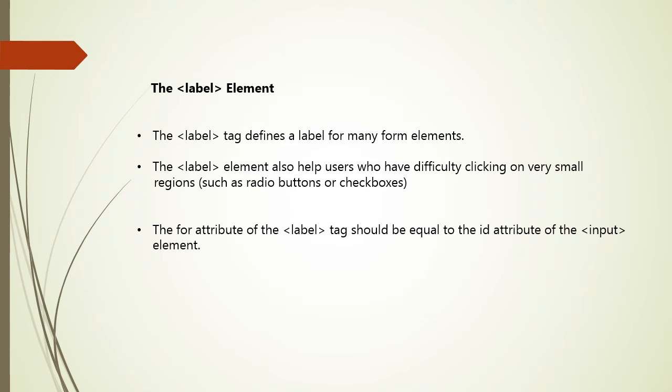The label element. The label tag defines a label for many form elements. The label element is useful for screen reader users because the screen reader will read out loud the label when the user focuses on the input element. The label element also helps users who have difficulty clicking on very small regions like radio buttons or checkboxes, because when the user clicks the text within the label element, it toggles the radio button or checkbox. The for attribute of the label tag should be equal to the ID attribute of the input element to bind them together.